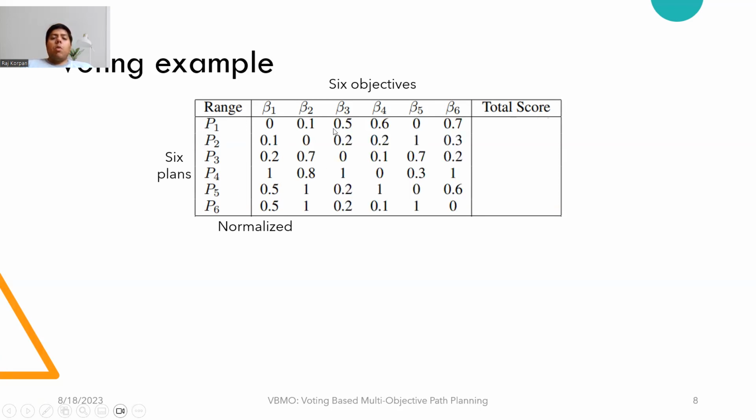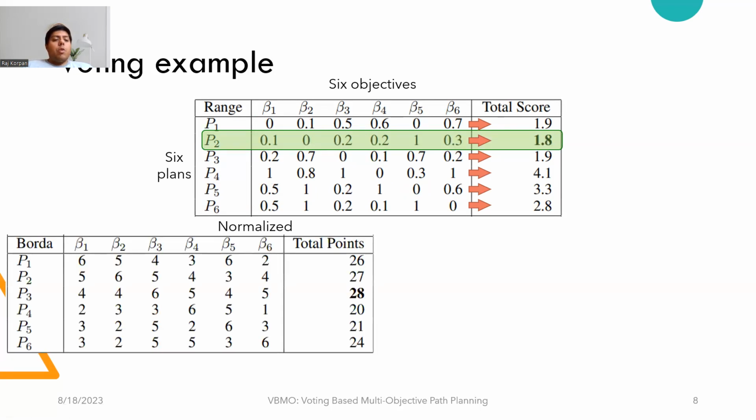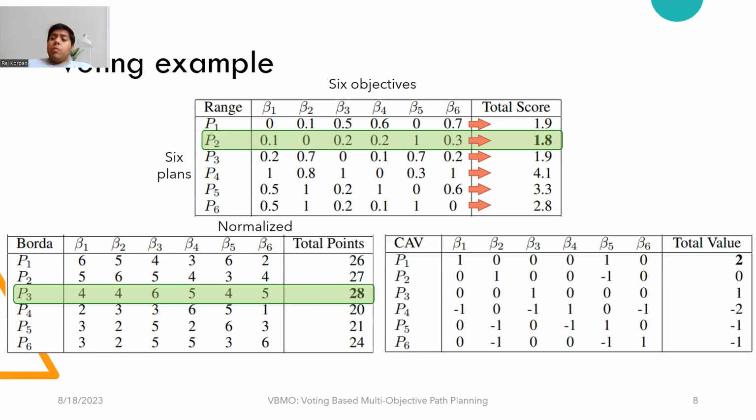Now we can apply this to all the plans for all the objectives. And if we're doing range voting, we can take the total score here and select P2 as the plan with minimum total score. With Borda voting, we use the rankings. And given the rankings, we pick the one that has maximum total points. And in this case, that's actually P3. And combined approval voting selects P1. So the different voting mechanisms find different types of consensus among the objectives to select the plan that best adheres to those objectives.